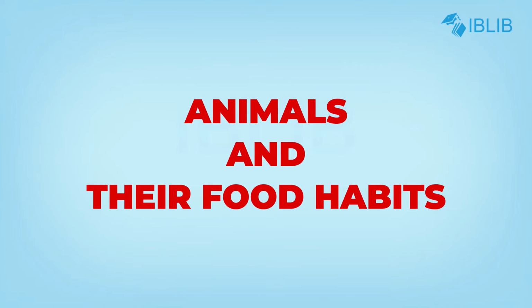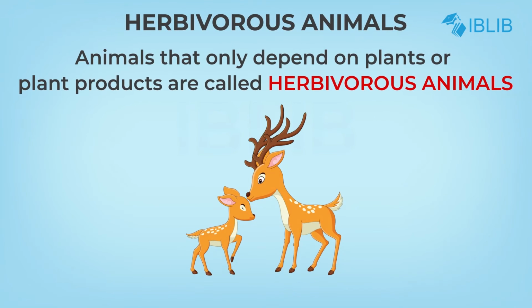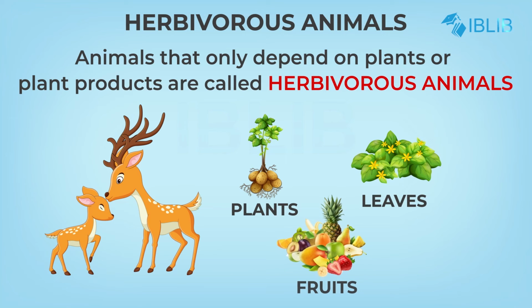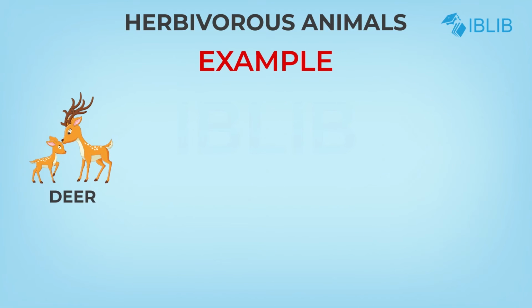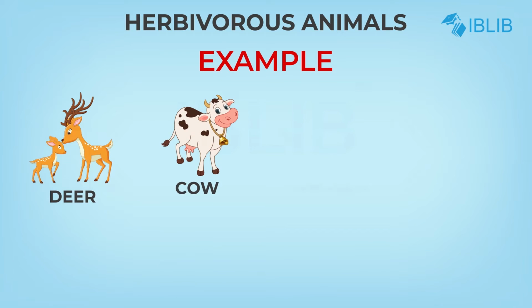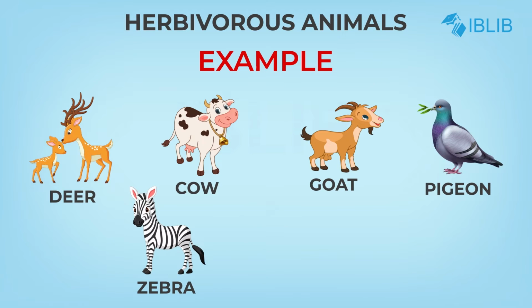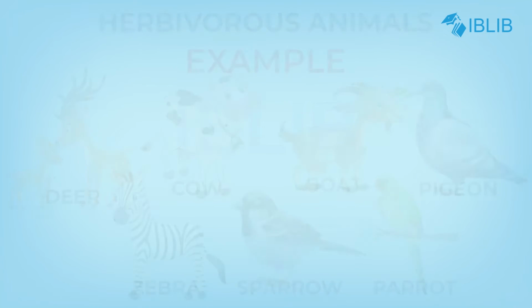Animals and their food habits. Herbivorous animals. Animals that only depend on plants, leaves, fruits, and grains are called herbivorous animals. Deer, cow, goat, pigeon, zebra, sparrow, parrot are called herbivorous animals.